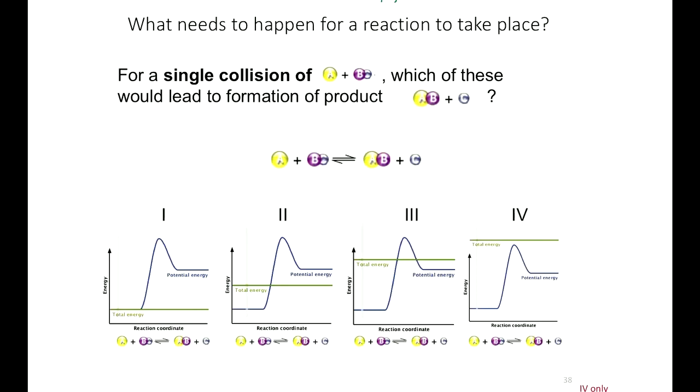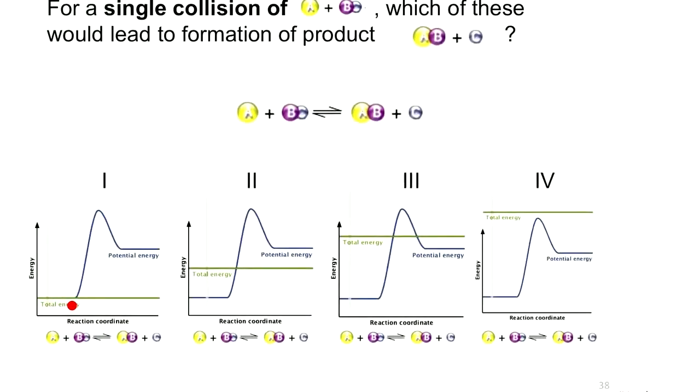So this idea, we're combining two reactants to give us products. Of these four pictures, this energy line tells you the energy of the collision. I'm trying to tell you this is the energy of the two reactants colliding. Which graphs will result in a chemical reaction if you think about a single collision? Will this first one make a chemical reaction? Will you make product in this first one? Nah, there's not enough energy there. This is a very weak collision. We didn't go over the hill.